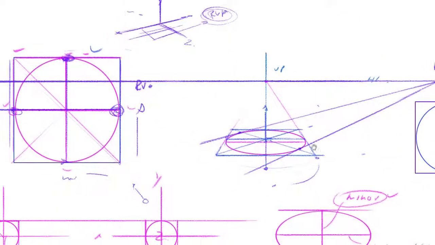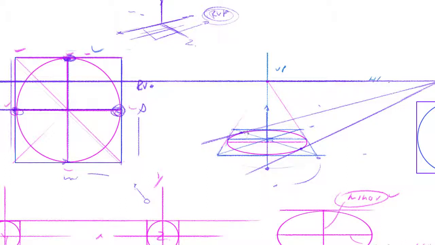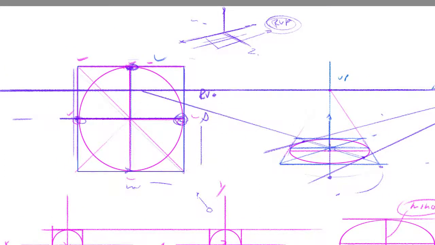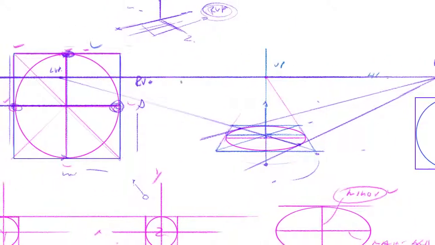So if I draw a line through them, okay, they will hit the horizon line somewhere. And this will be the left vanishing point. And there it is. Now from the left vanishing point, I can actually touch the circle again here.